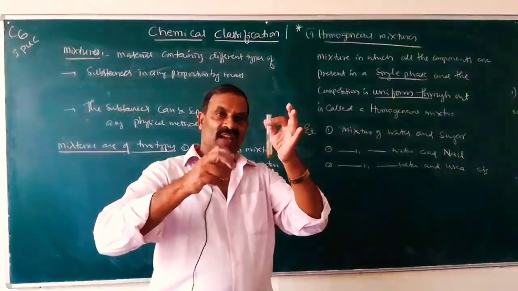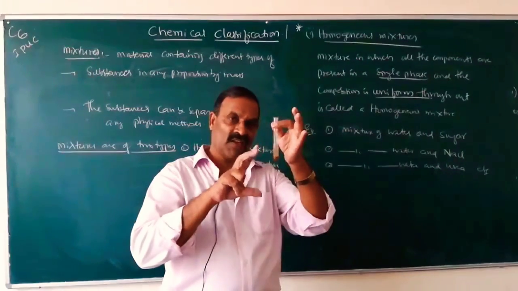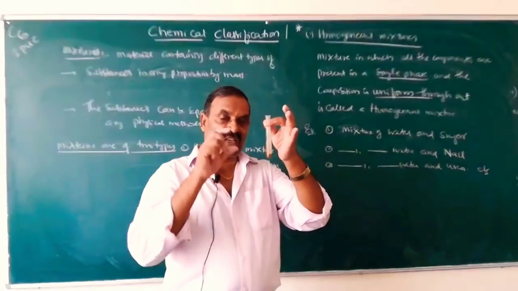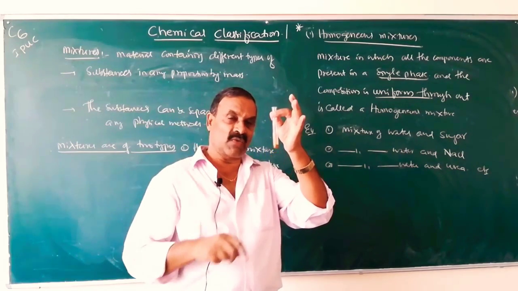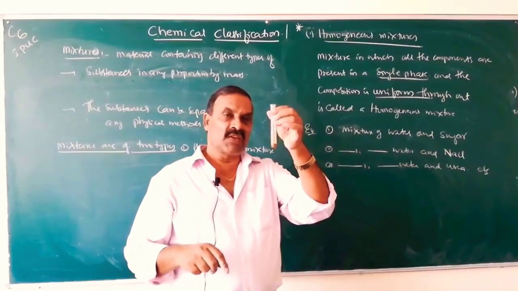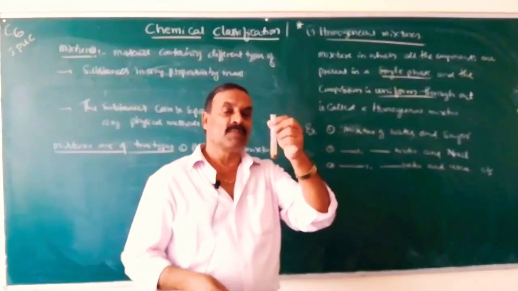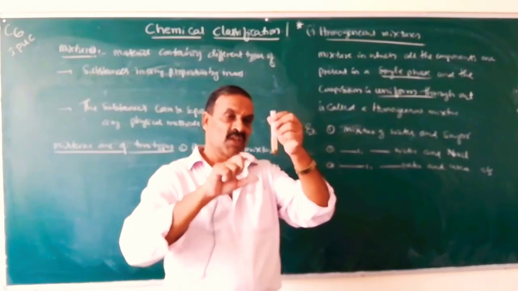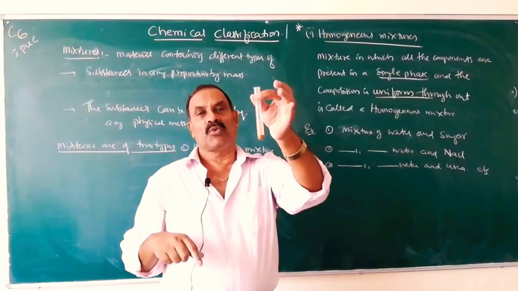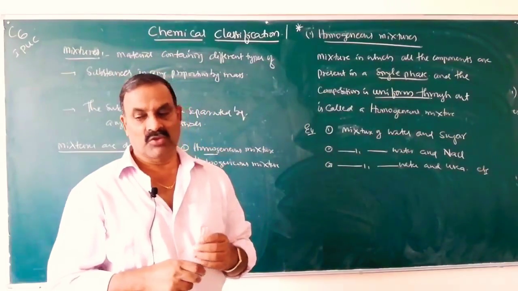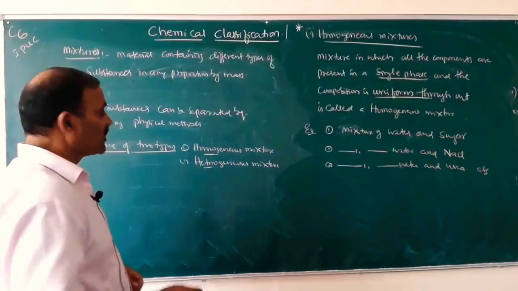If you add sand and water, you will get a mixture. Here mixtures are of two types. If two components form a single phase, it forms a homogeneous mixture. If two components form two phases, it forms a heterogeneous mixture. In homogeneous mixture, the composition is uniform. In heterogeneous mixture, the composition is not uniform. So this is the main difference between homogeneous mixture and heterogeneous mixture.